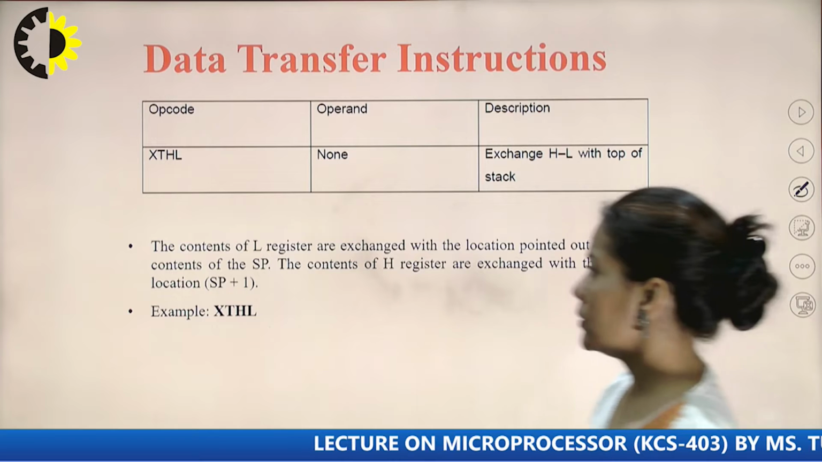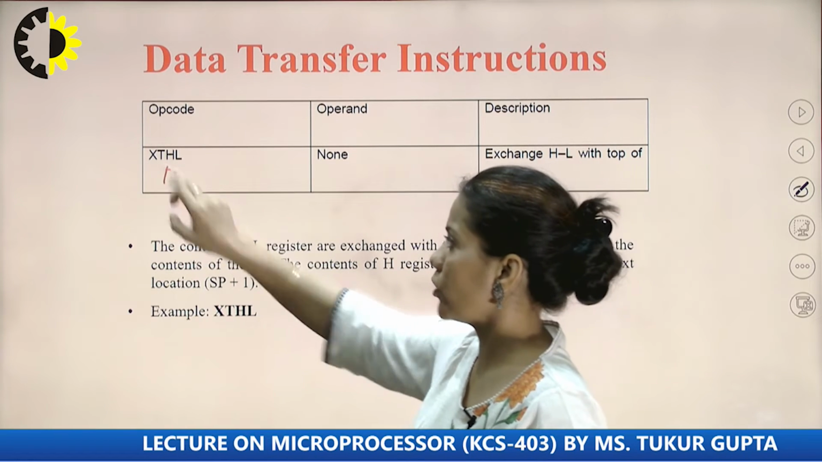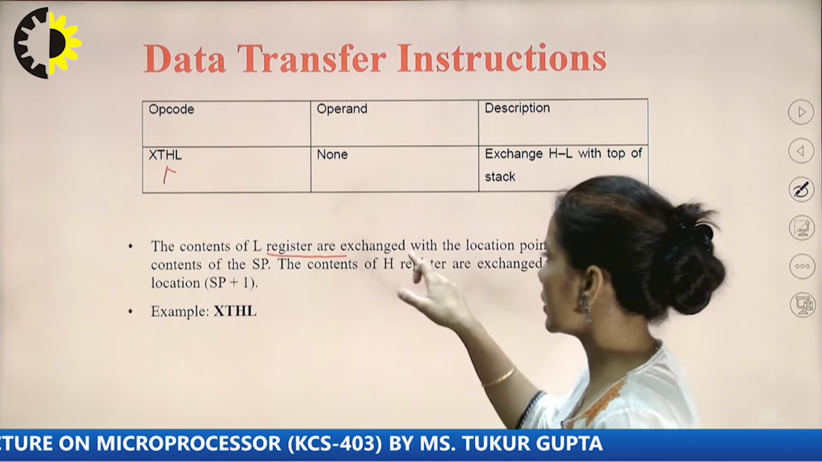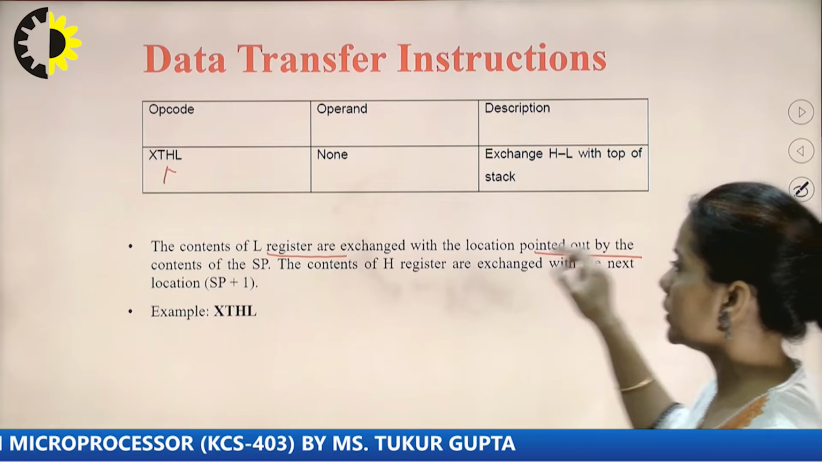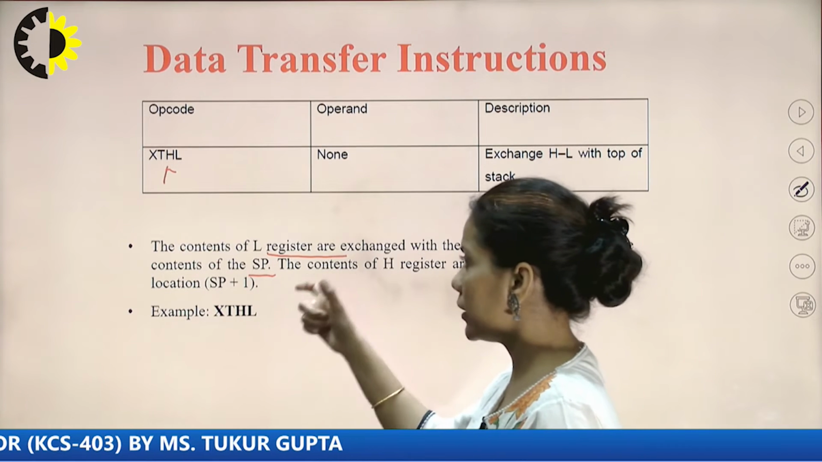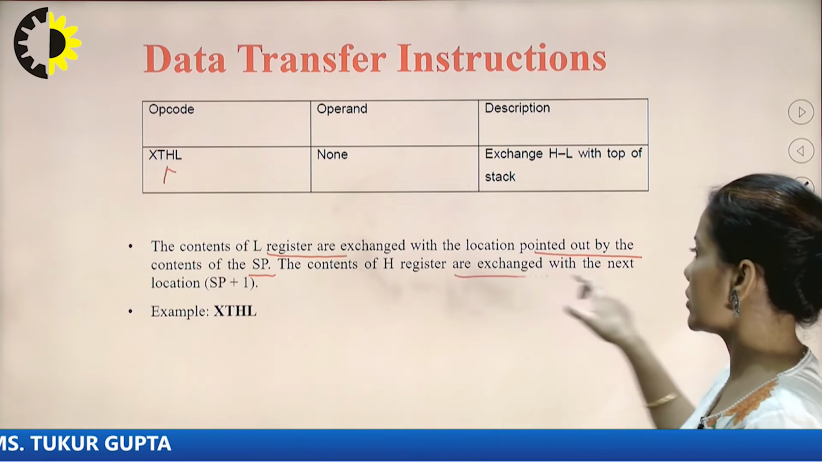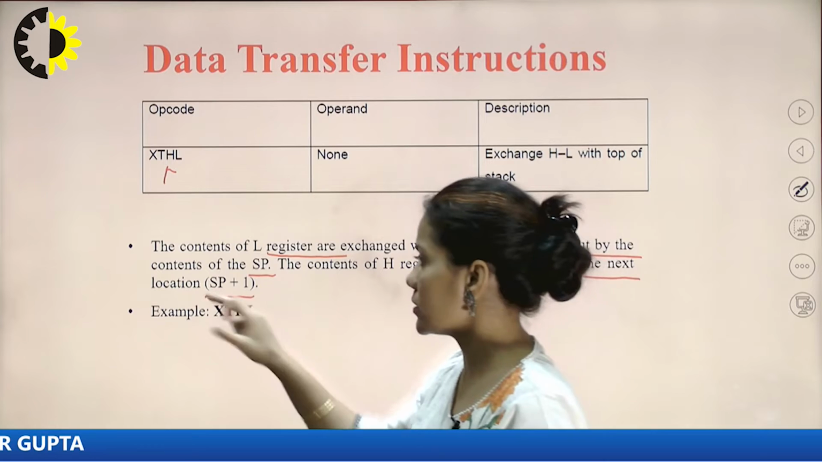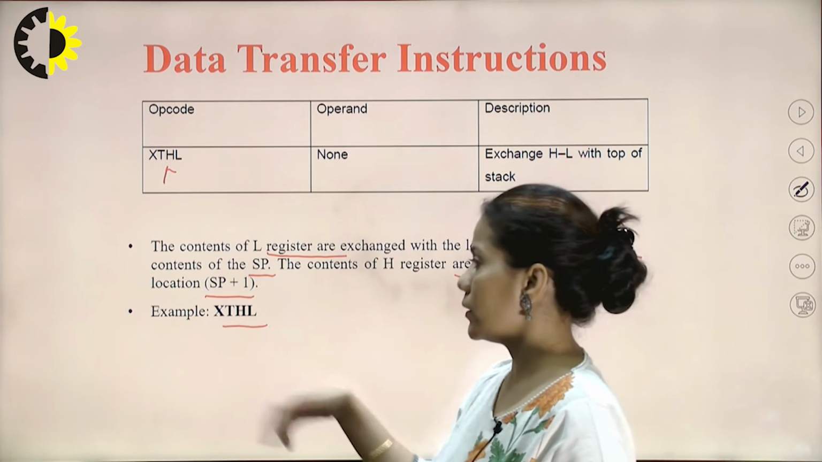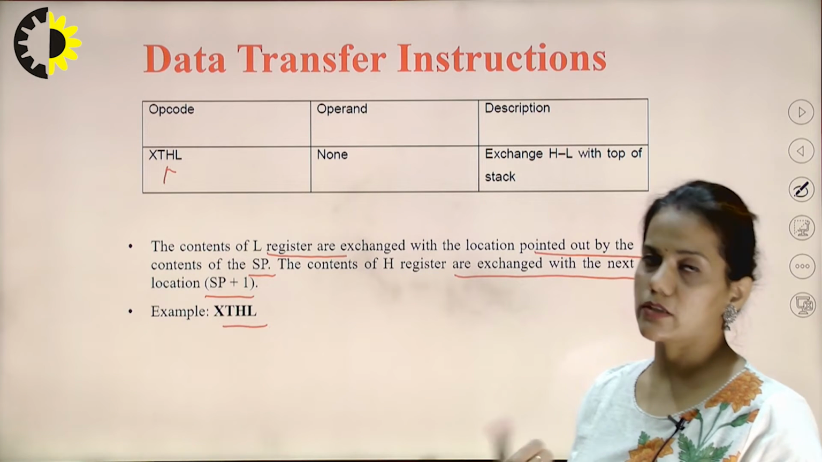XTHL, that is exchange the contents of the top of stack, T stands for top of stack here, with the HL register pair. The contents of the L register are exchanged with the location pointed to by the contents of the stack pointer, and the contents of the H register are exchanged with the next memory location, that is stack pointer plus 1. So in this way it will exchange the contents of the top of stack with the HL register pair.